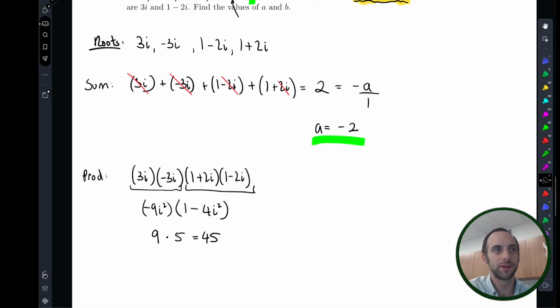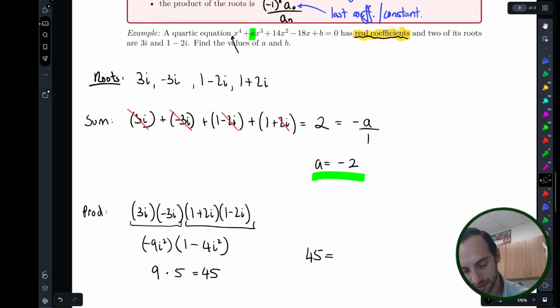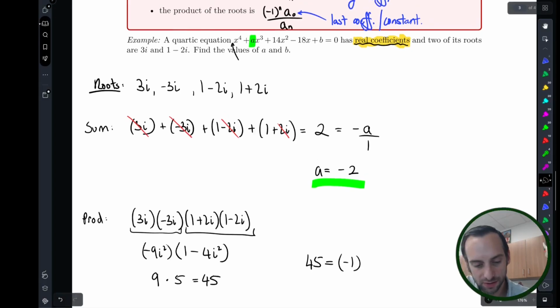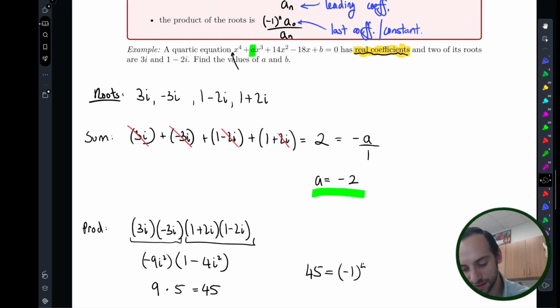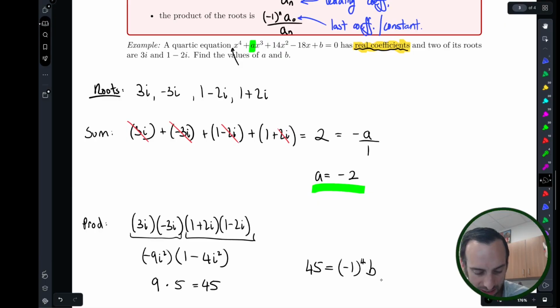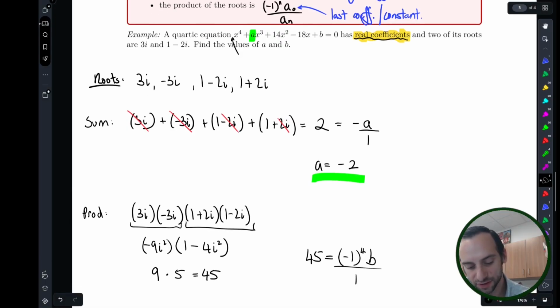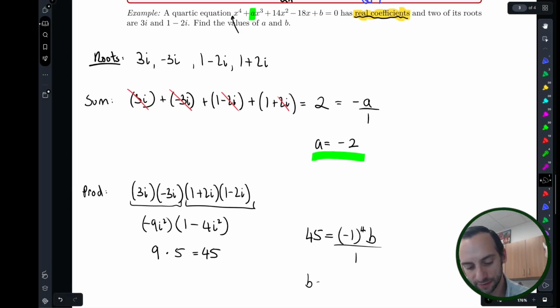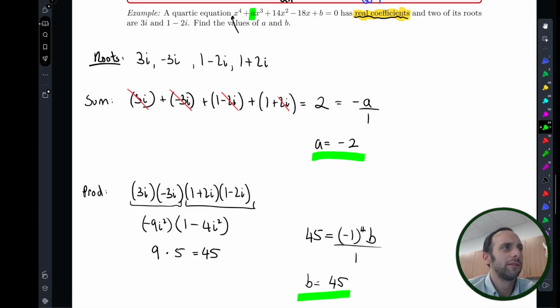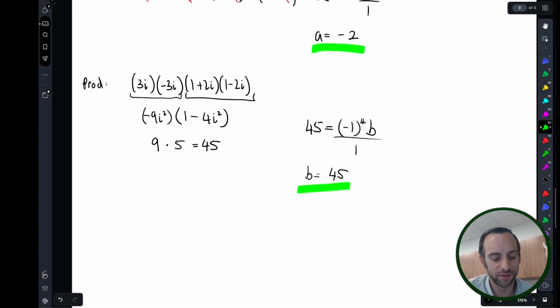And using our formula in the red box, we know that 45 is equal to negative 1 to the power of the degree of our polynomial, which happens to be 4, and then the last term, the constant, that's the b, divided by the leading coefficient, which is 1. If you simplify this out, it's very easy to see the constant term, the b, is simply 45. So, super useful little formulas connecting the sum and products of roots of a polynomial.